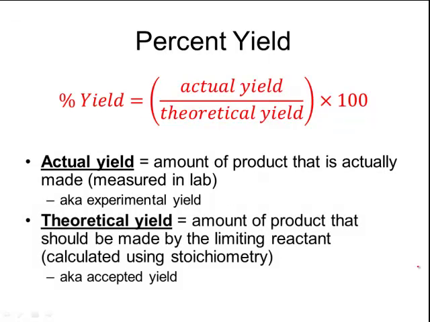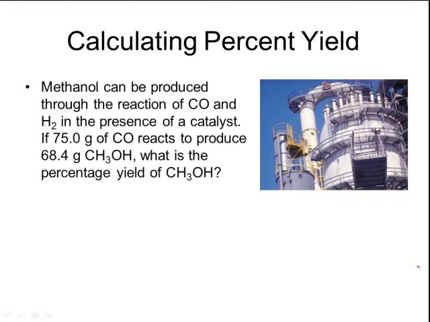The theoretical yield is the amount of product that should be made by the limiting reactant. This value is always calculated using stoichiometry and is sometimes known as the accepted yield. Here's an example of how to calculate percent yield in a chemical reaction. Methanol can be produced through a reaction of carbon monoxide with hydrogen in the presence of a catalyst. The balanced chemical equation has 1 carbon monoxide and 2 hydrogens reacting to form 1 methanol. If 75 grams of carbon monoxide reacts to produce 68.4 grams of methanol, what is the percentage yield of methanol?